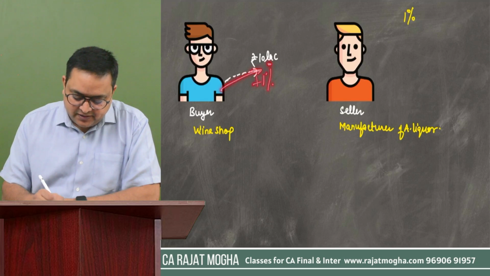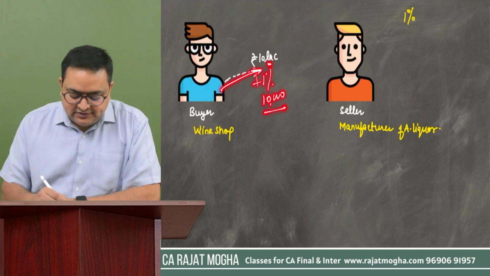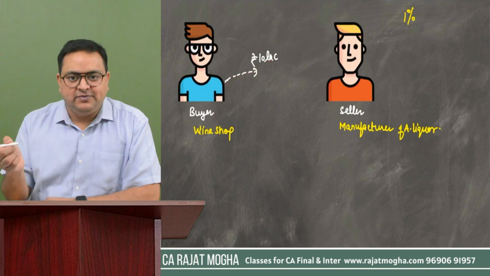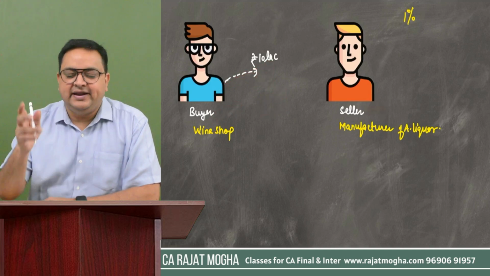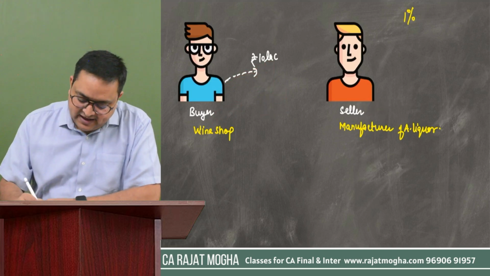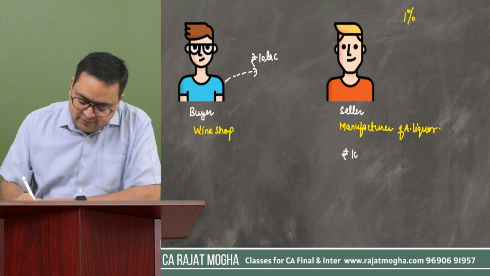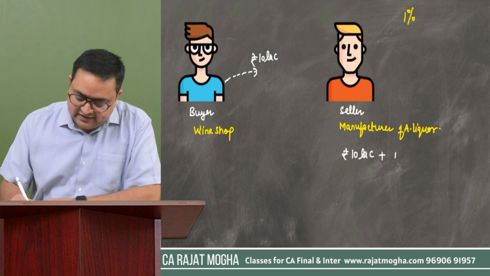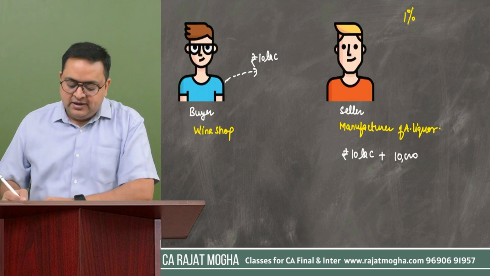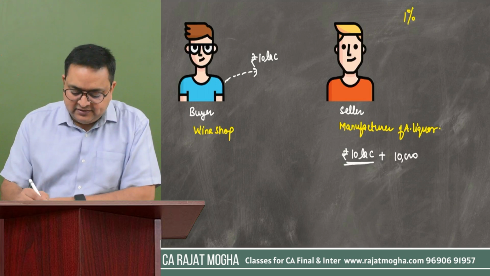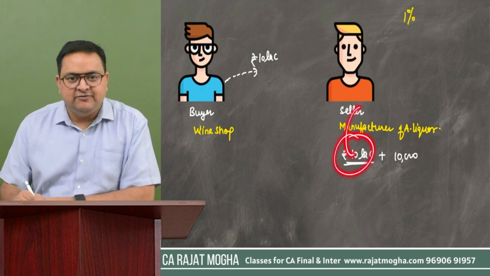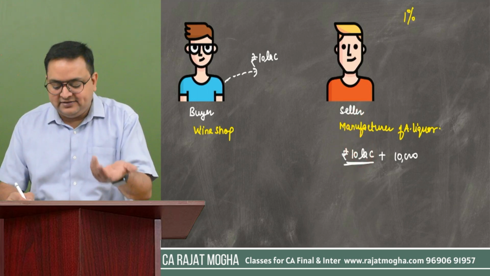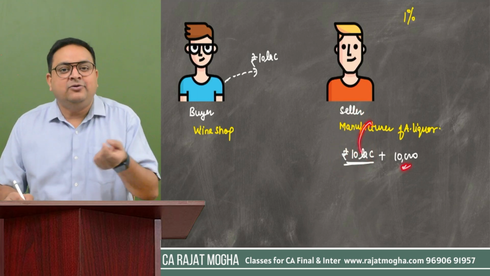1% is 10,000 rupees, I believe. So this buyer has to pay 10 lakh 10,000 rupees to the seller, and the seller will receive 10 lakh 10,000 rupees. So the seller has received 10 lakh rupees plus the extra amount of TCS, that is 10,000 rupees. The 10 lakh rupees the seller will keep with himself because this is the sale amount, the selling price. And what about this 10,000 rupees, sir?